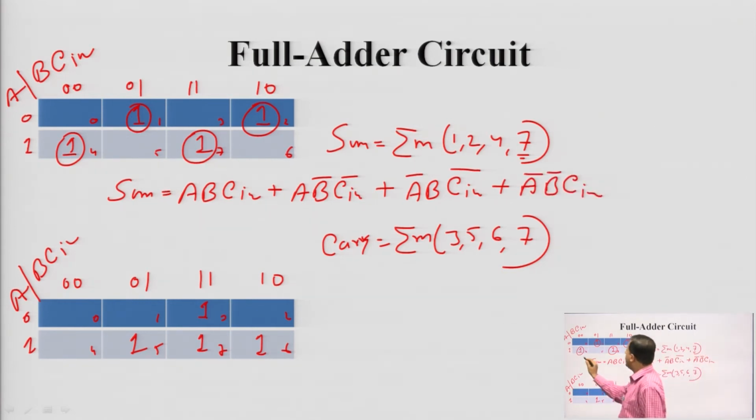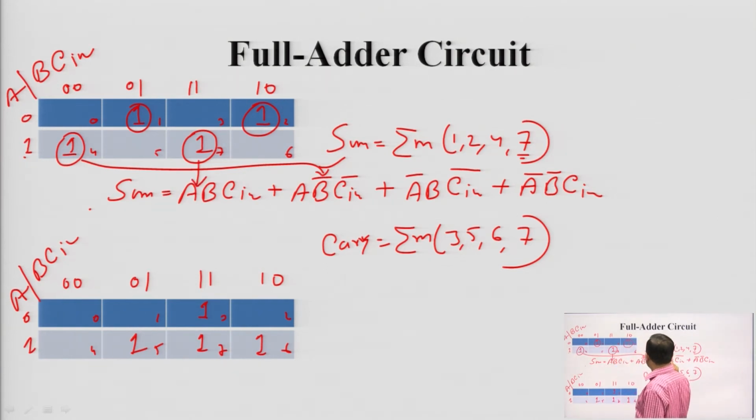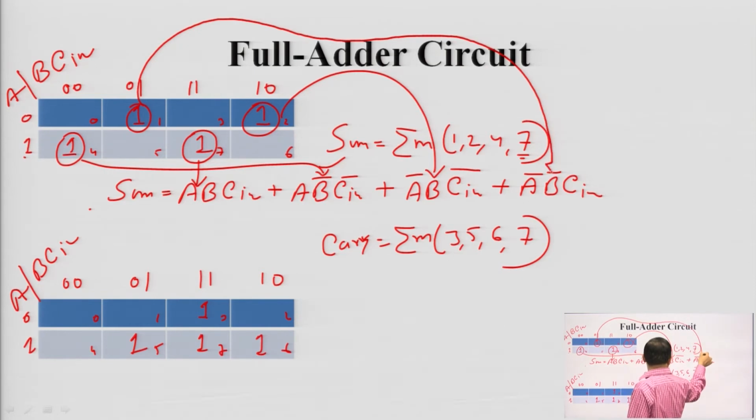How is it coming? This is A B bar C in bar, which is this grouping. Now, A B C in, this one grouping. Now, A bar B C in bar, this grouping, and A bar B bar C in, this grouping. If you have any doubts about K map, just refer to the previous lectures, you can very easily understand the grouping.